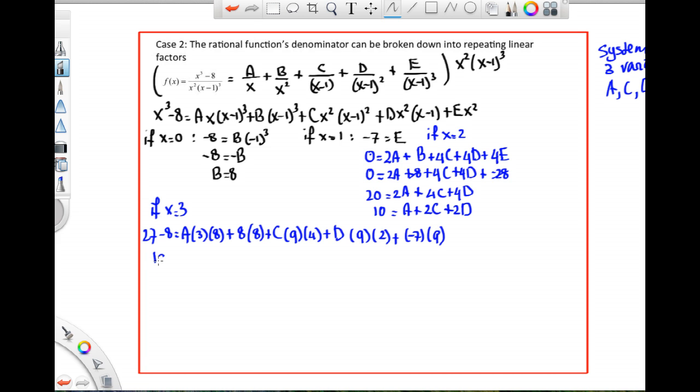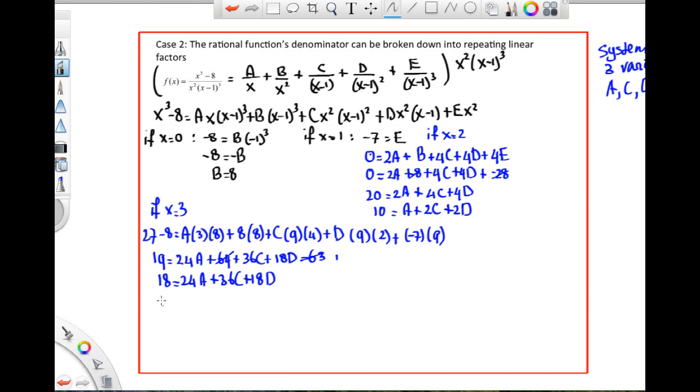So now I need to clean that up. So 27 minus 8 is 19, right? And 3 times 8 is 24a plus 64 plus, let's see, 36c plus 18d minus 63. So 64 minus 63 is actually 1, right? 64 minus 63 leaves you the 1. And the 1 needs to go over here, so that's 18 is equal to 24a plus 36c plus 18d.